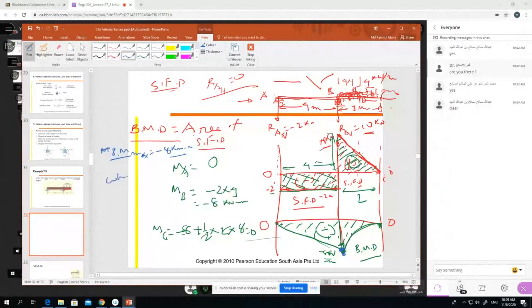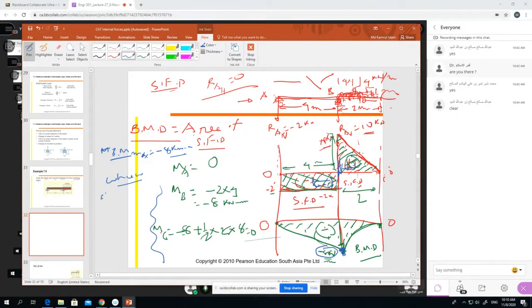But where? At the place here, B. So what is special here? At the place where the shear force diagram changes from minus to plus, at that point the bending moment will always be maximum. Remember this. So I write it down for you here.